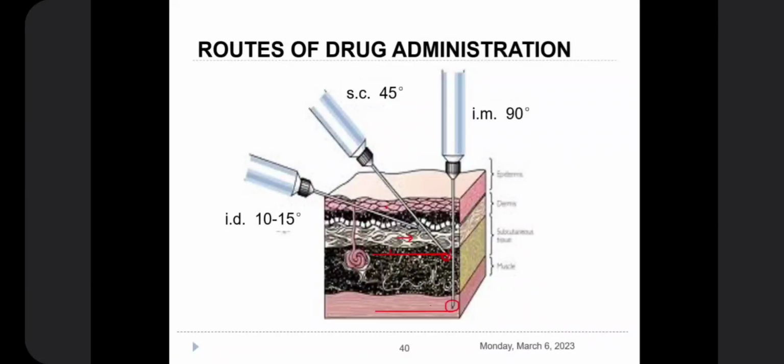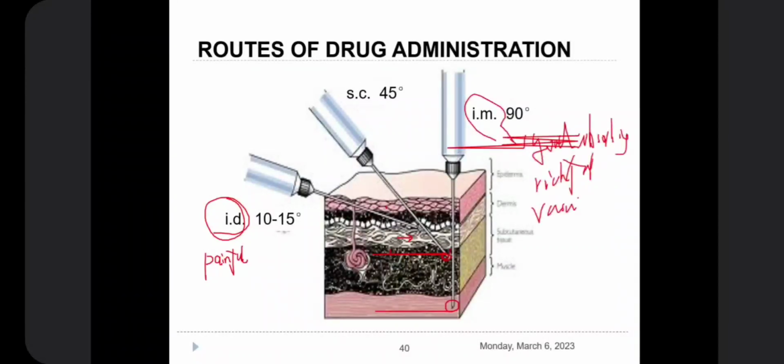And which route of administration do you think is the most painful? According to my explanation, do you know which one is most painful? ID, SC, or IM? Painful. Yeah, it gives you pain feelings. You can't bear it. Yes, very good. The answer is ID. Yeah, the vascular vessels. So this has some good absorption.